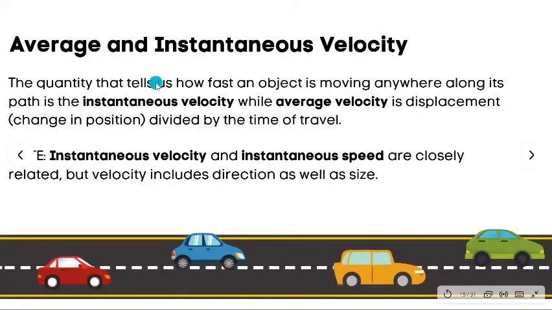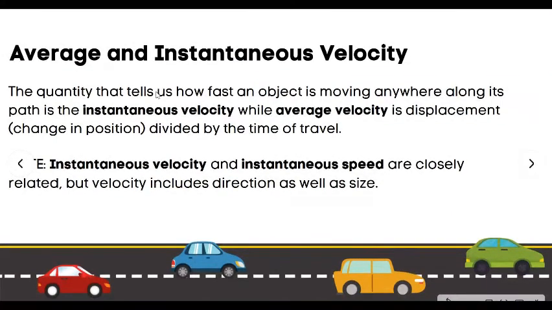Okay, so average and instantaneous velocity. What is the difference between these two? The quantity that tells us how fast an object is moving anywhere along its path is the instantaneous velocity, while the average velocity is the displacement or the change in position divided by the time traveled. So please take note that the instantaneous velocity and instantaneous speed are closely related, but velocity includes direction as well as times.